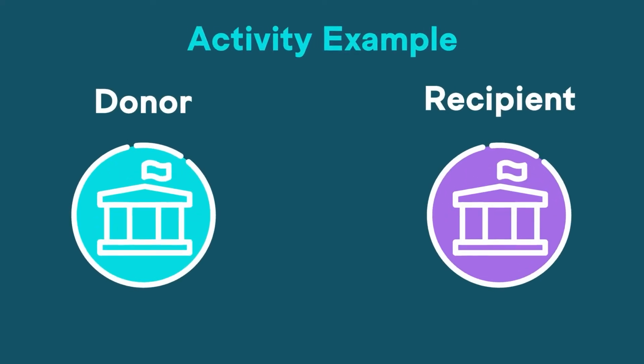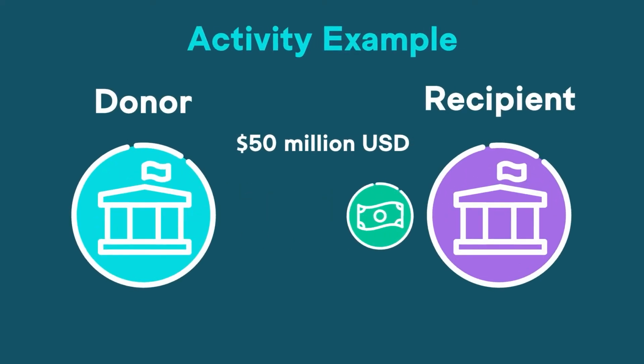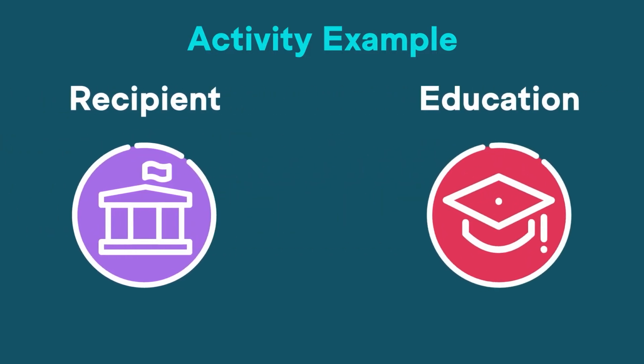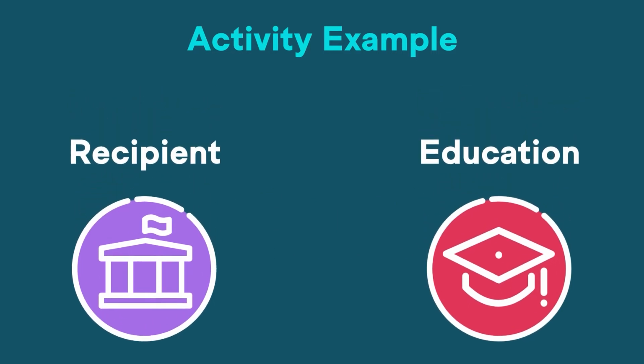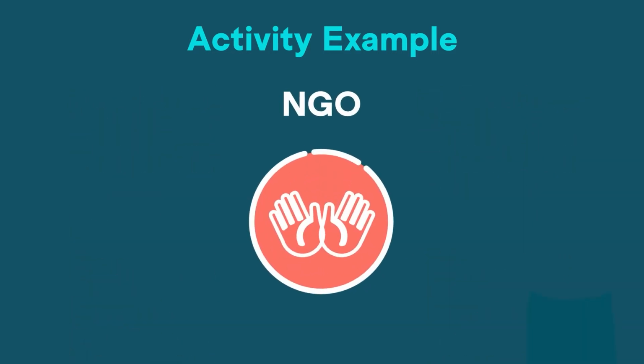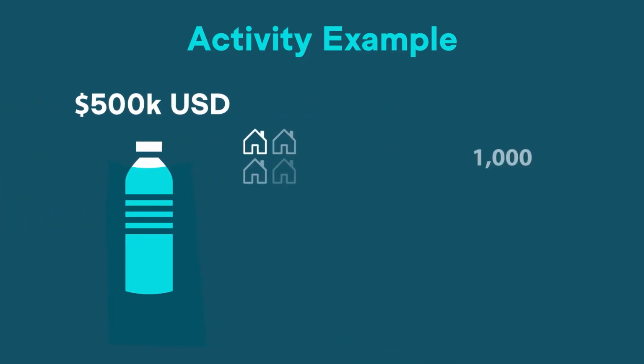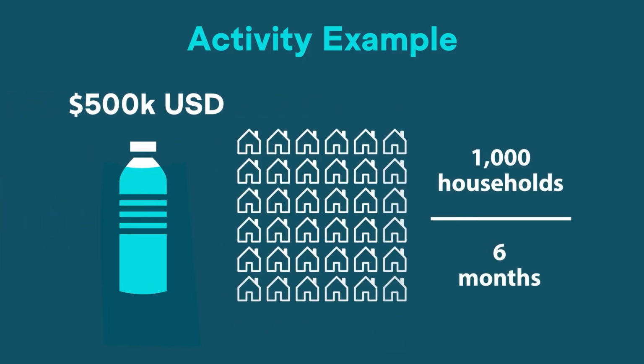For example, an activity could be a donor government providing $50 million to a recipient country's government in order to implement basic education over 5 years. Another activity could be an NGO spending $500,000 to deliver clean drinking water to 1,000 households over 6 months.